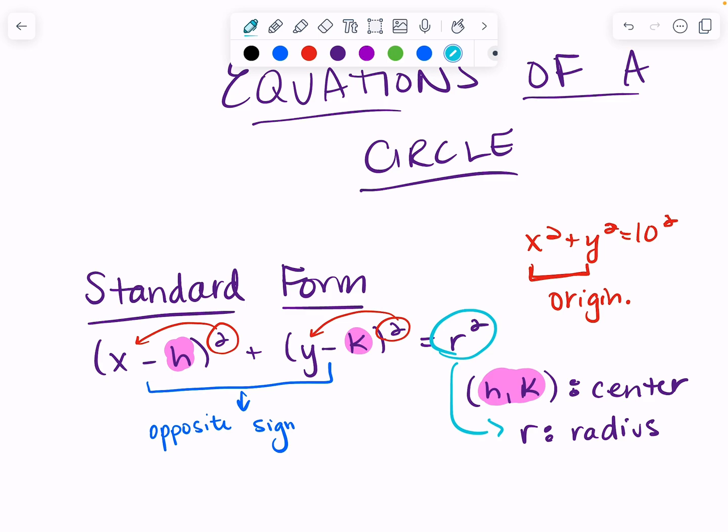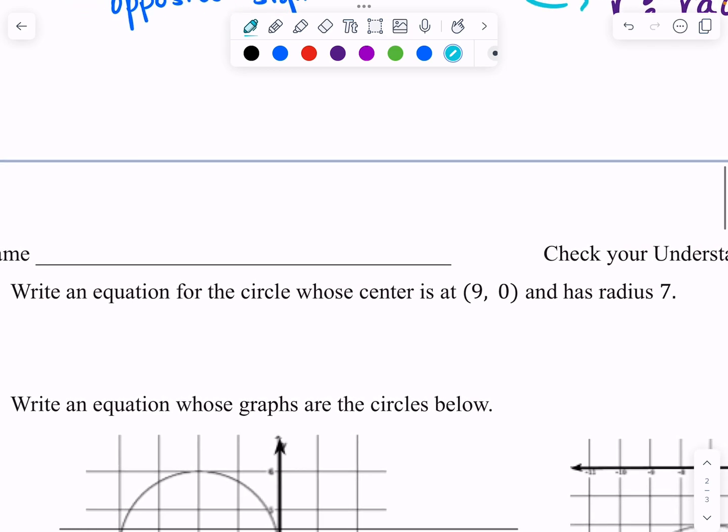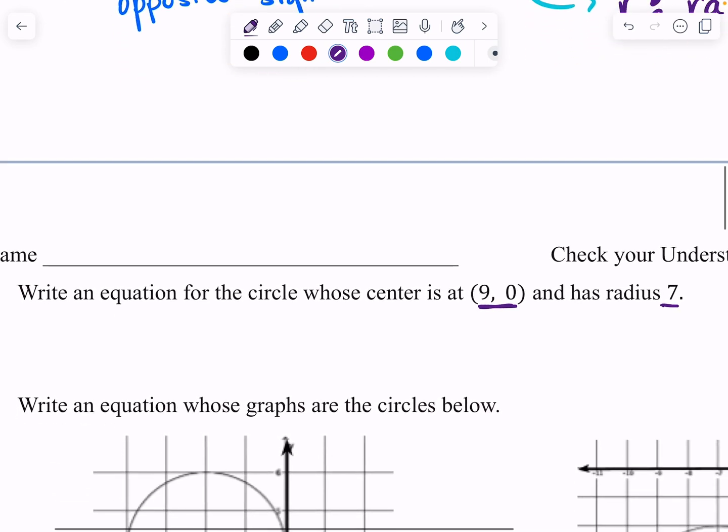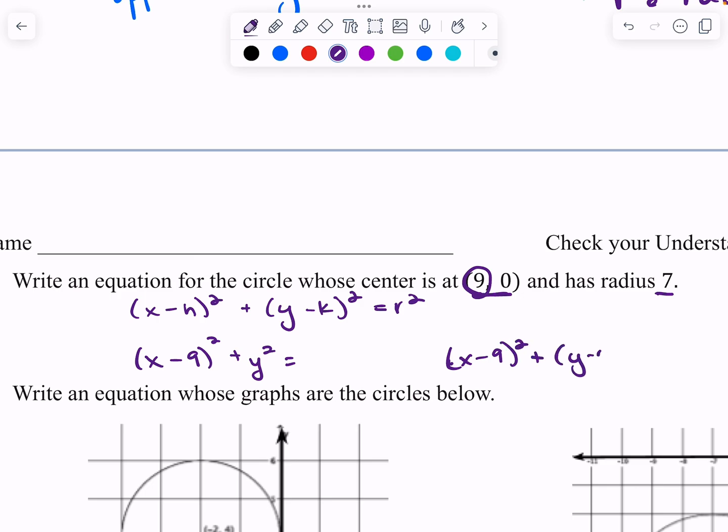So let's dive in and take a look at some of the questions that you might be asked to do. For example, the first is a very basic level question where it's saying, can you just write me an equation that has a center and a radius listed? So this definitely is one where I'm going to use that x minus h squared plus y minus k squared equals r squared. So I'm going to use x, and I'm going to keep the minus 9 because I have a positive 9 here, squared, plus y squared equals, or I could write this as x minus 9 squared plus y minus 0 squared.